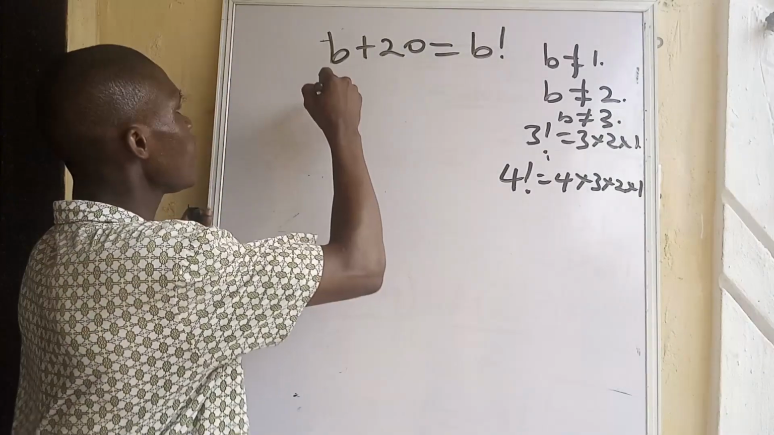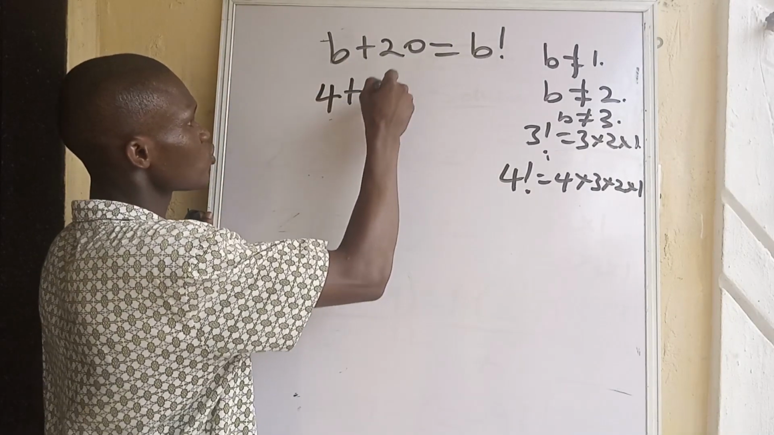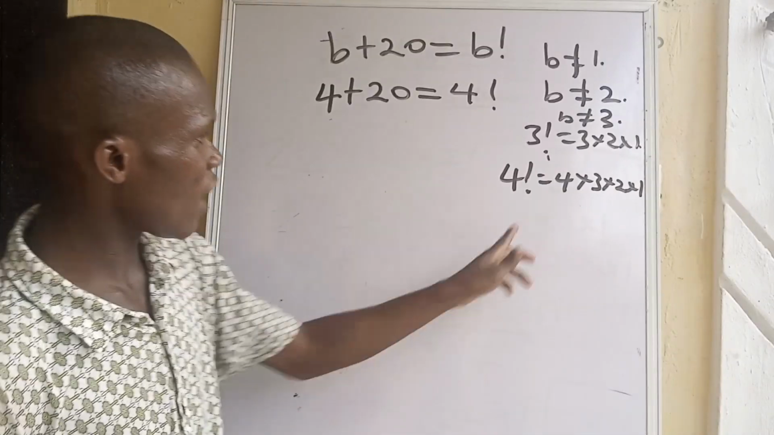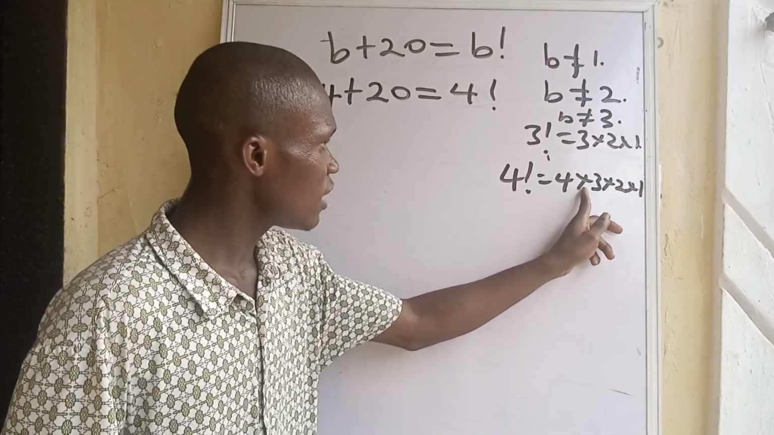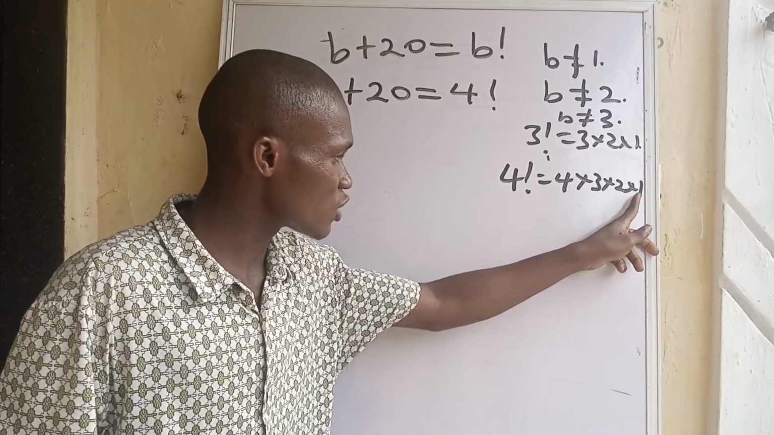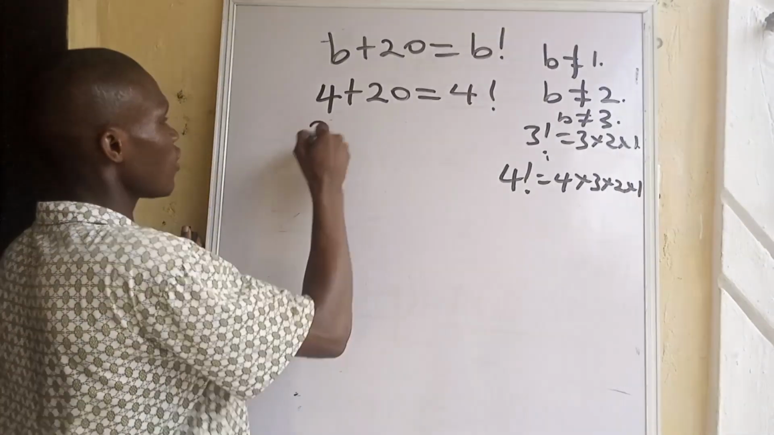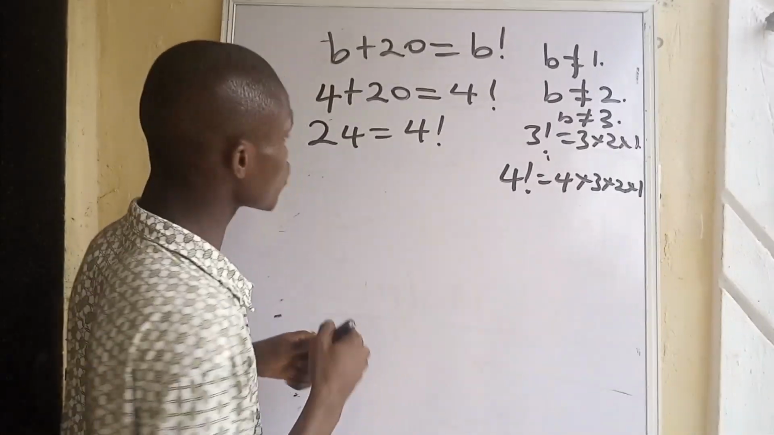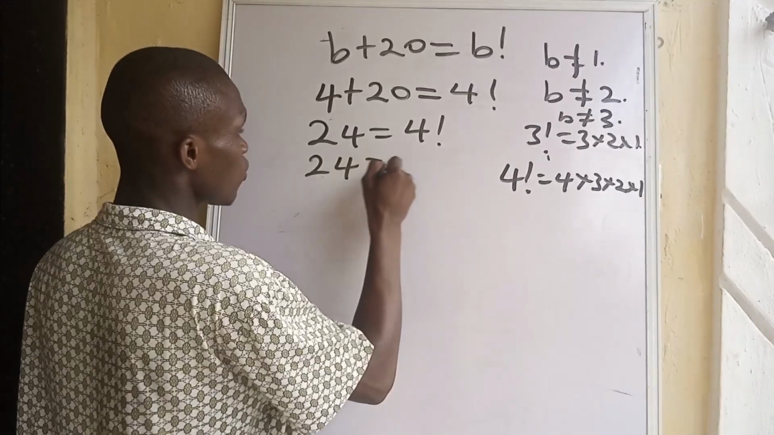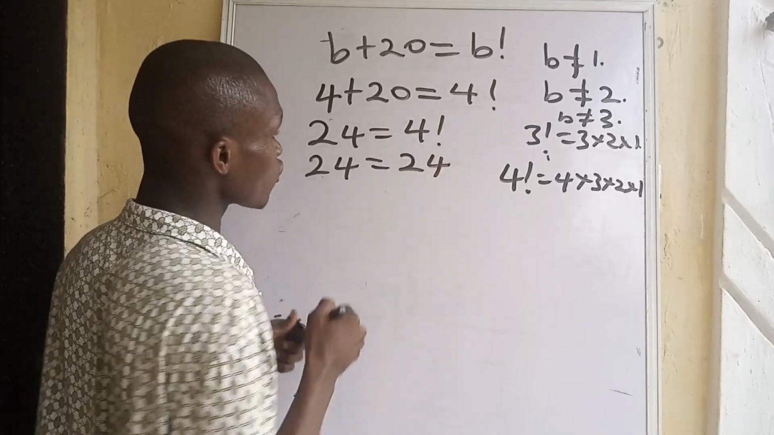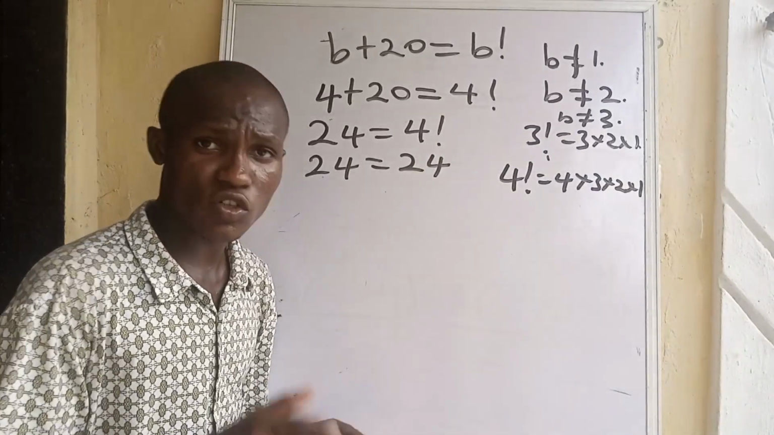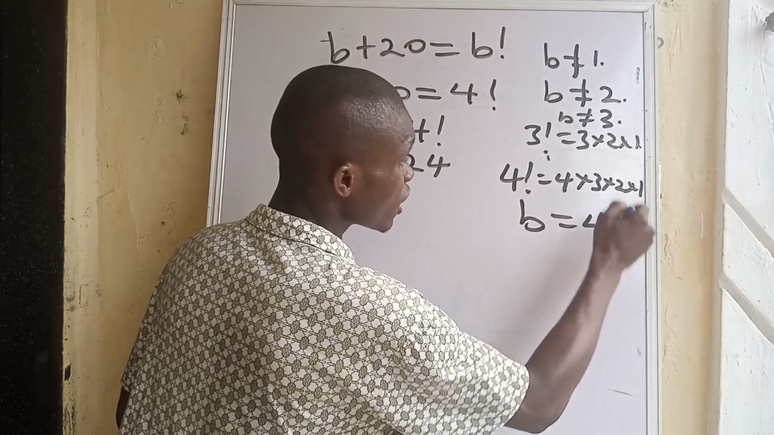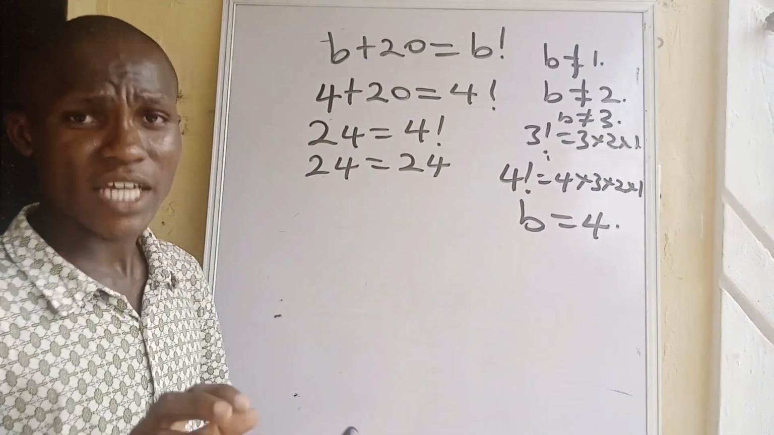So 4 plus 20 is equal to what? 4 factorial. And we are having 4 factorial to be equal to 4 times 3 times 2 times 1. So we can say 24 is equal to 4 factorial, right? And 4 factorial is equal to 24. So 24 is equal to 24, because if we are taking the factorial of 4, the factorial of 4 is 24. So b is equal to 4. So the real value for b is 4.